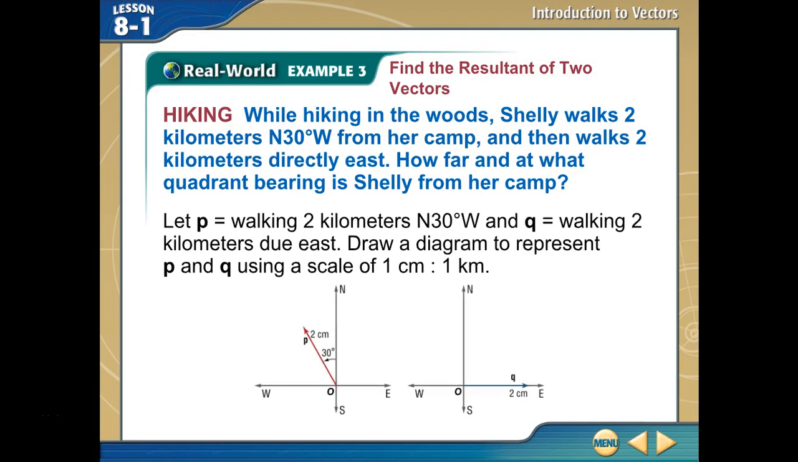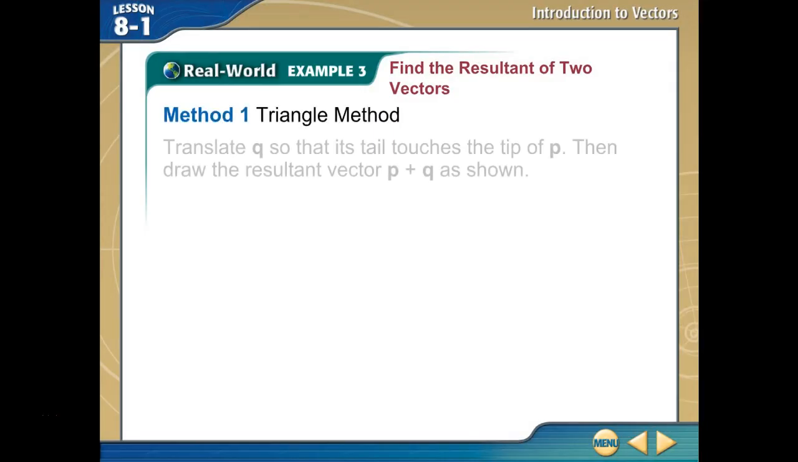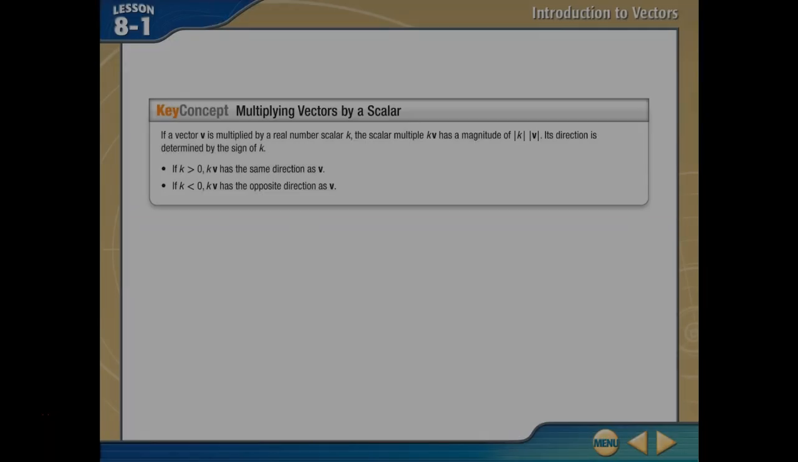All right, so that's what they do. They go through it, they use a scale, and what they show here is that they have their vector where we had it, and they have their 2 kilometers east right there. You pick it up just like we had it, and we end up in that first quadrant somewhere. Then they go their triangle method, and then they show their parallelogram method.